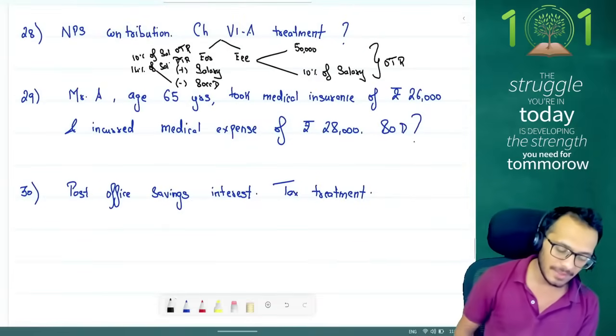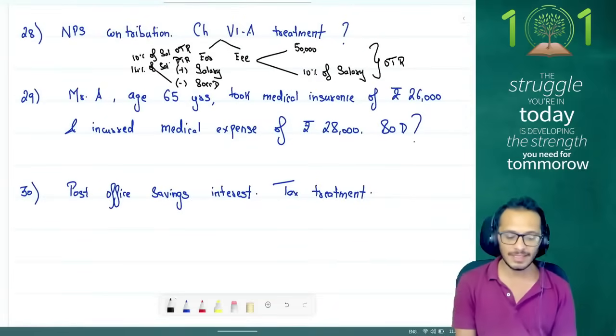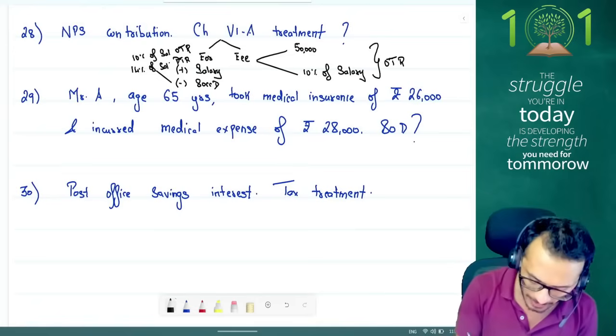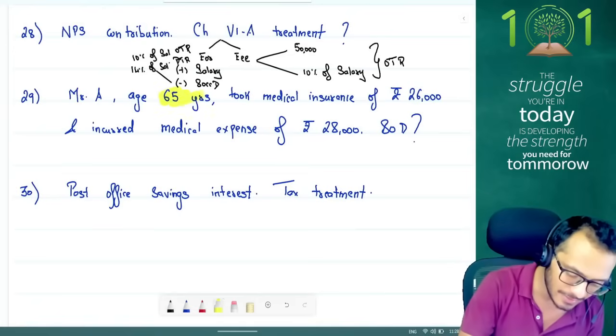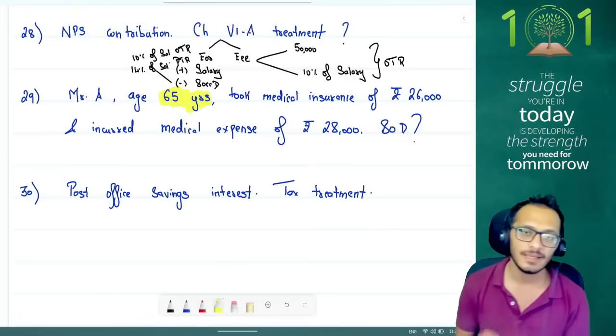Last two. It says Mr. A is aged 65 years and has taken a medical insurance of 26,000 and has incurred a medical expense of 28,000. What is the deduction under 80D? Couple of things to be kept in mind. First, because the person is a senior citizen, I can claim a deduction up to 50,000 rupees. Yes or no? Yes.